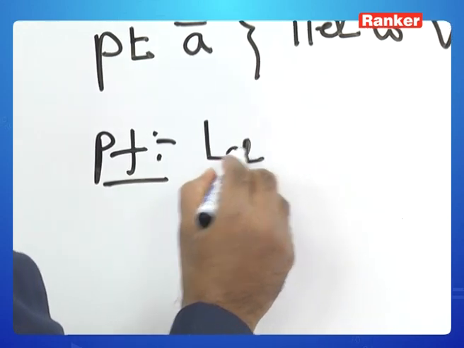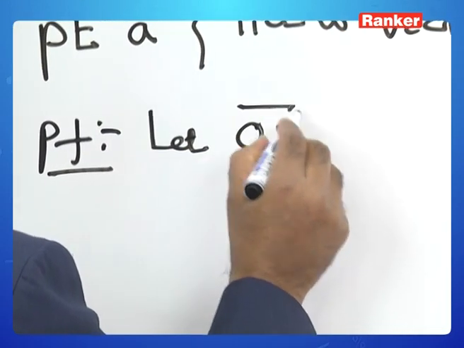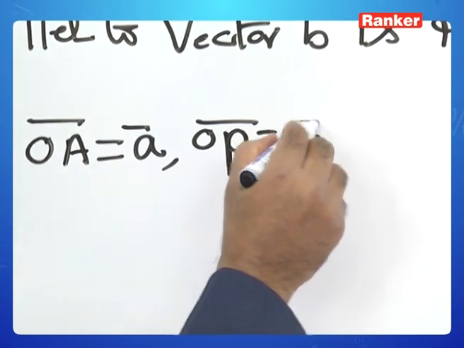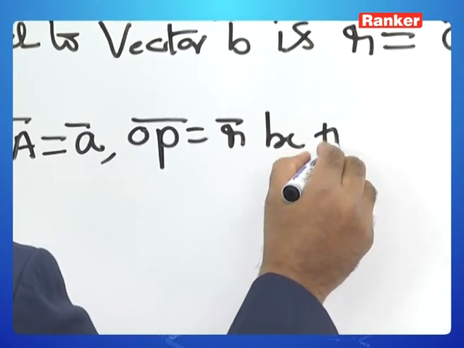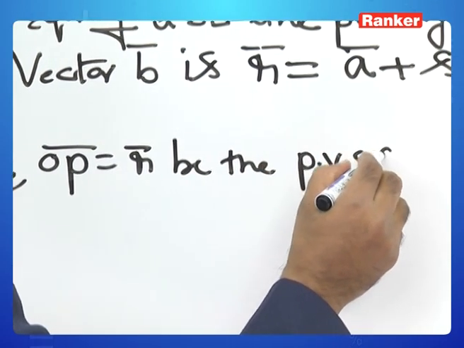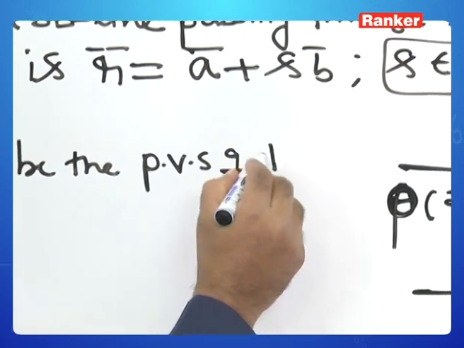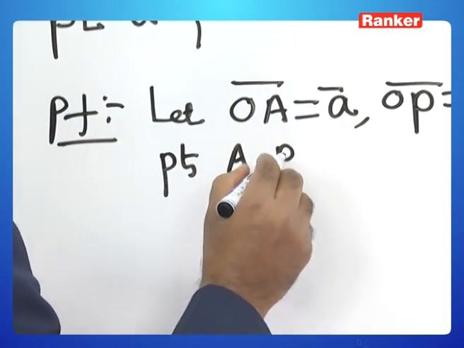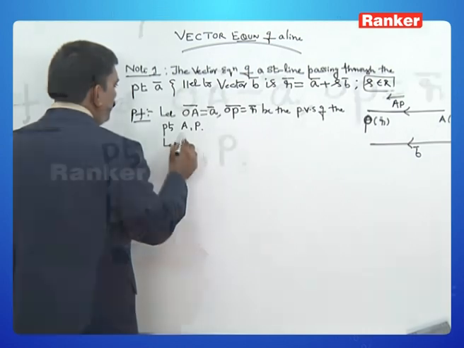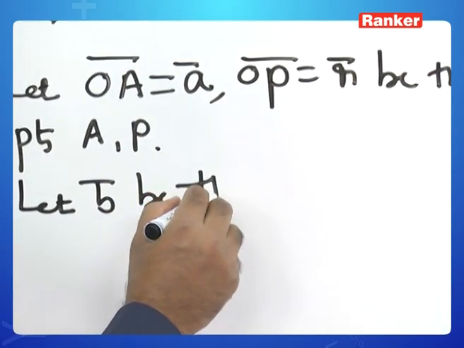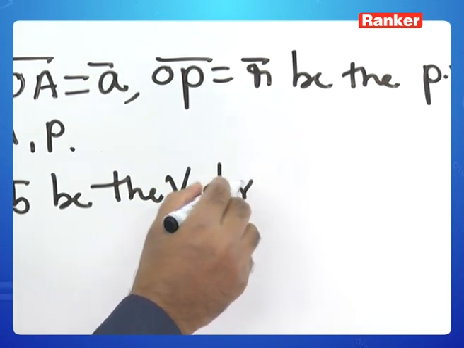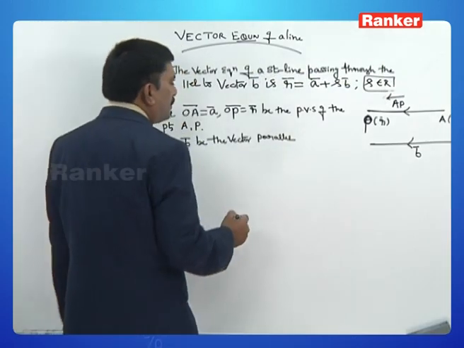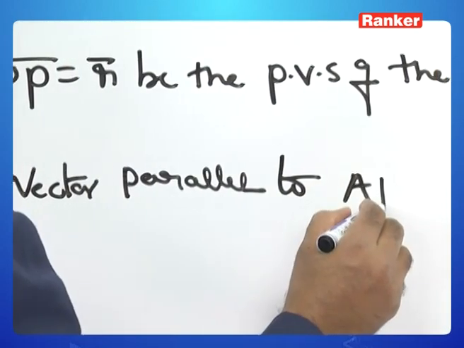Let OA bar is equal to A bar, OP bar is equal to R bar, be the position vectors of the points A, P. Let B bar be the vector parallel to AP bar.